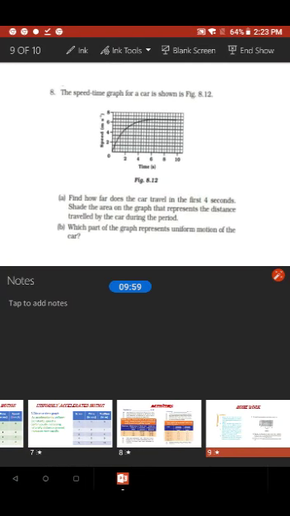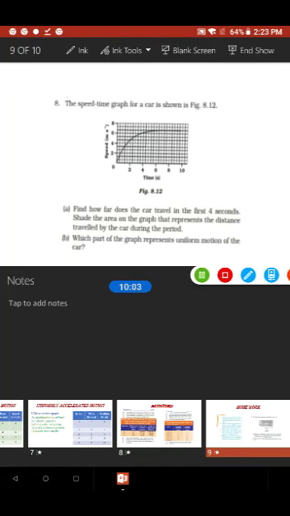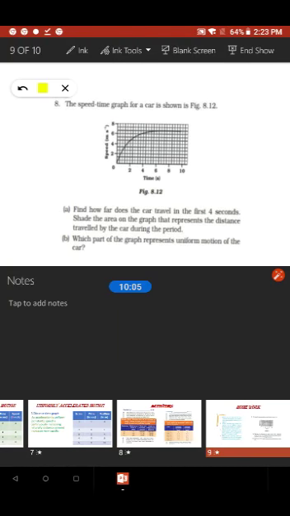This is graph. The question is based on this graph, and you have to find out how far does the car travel in first 4 seconds. First 4, this is time. So first 4 seconds is this. So you have to find out how far. This is speed. This is time. So you have to use relation and find out the distance traveled. Fine. Try to solve these questions.